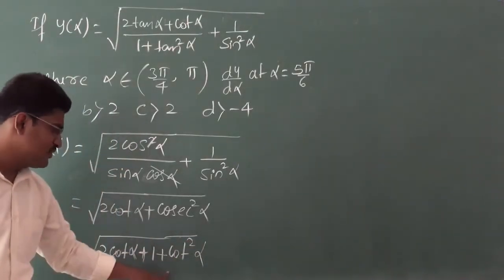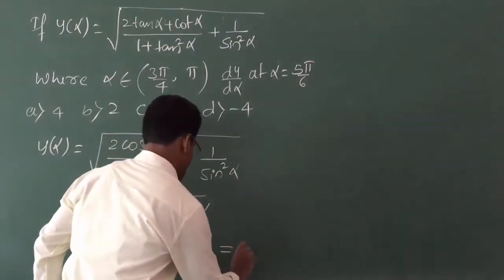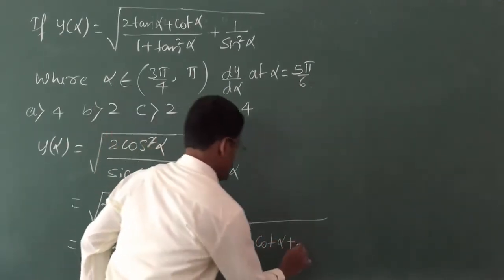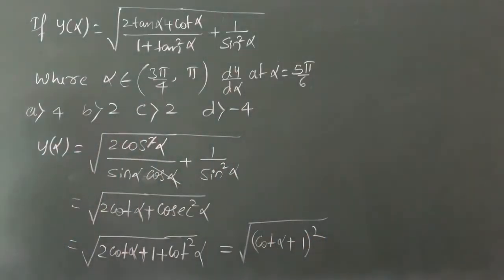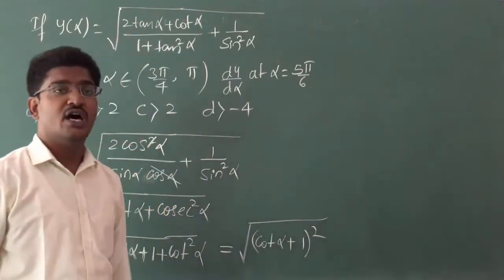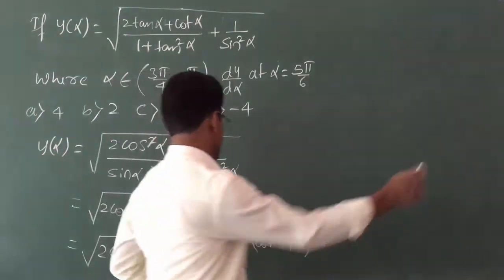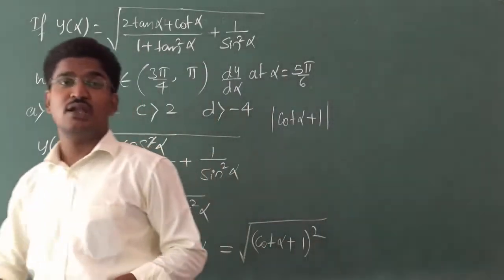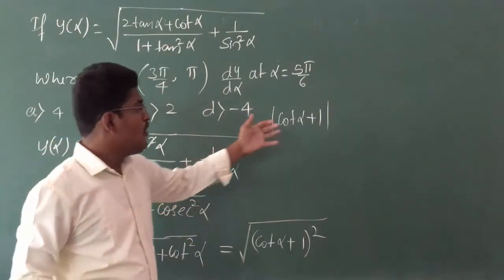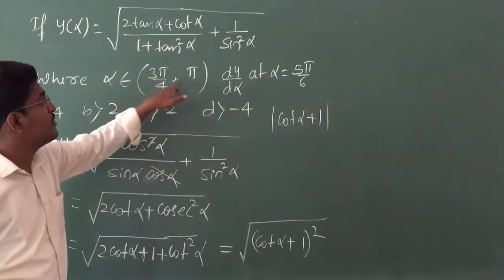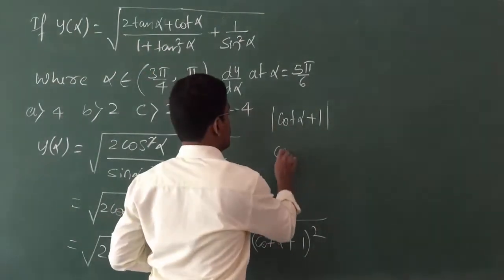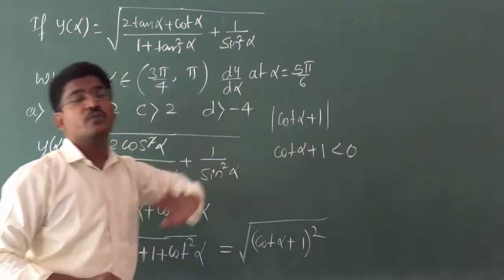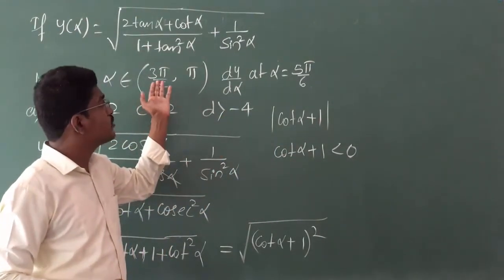So see this algebraic equation in the form of cot. This can be written as square root of cot alpha plus 1 whole square. If I remove the square root function, it will be mod of cot alpha plus 1. Now mod of cot alpha plus 1 in the interval 3 pi by 4 comma pi will be lesser than 0. Clear? So this function in 3 pi by 4 comma pi is lesser than 0.